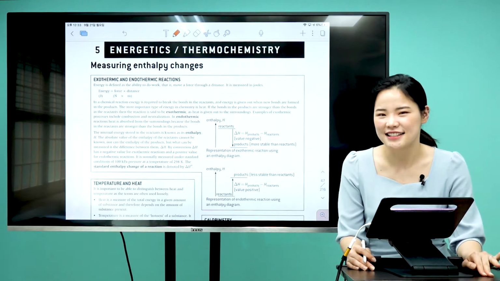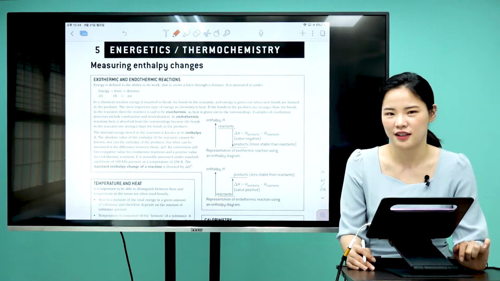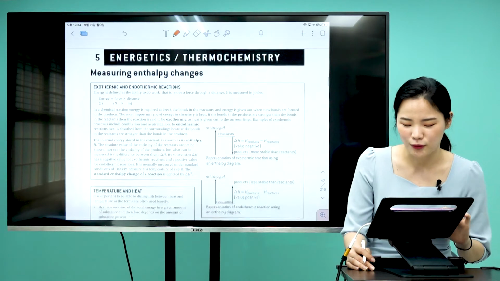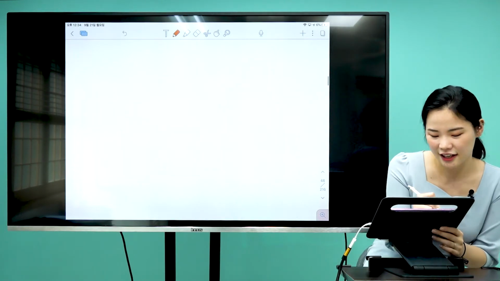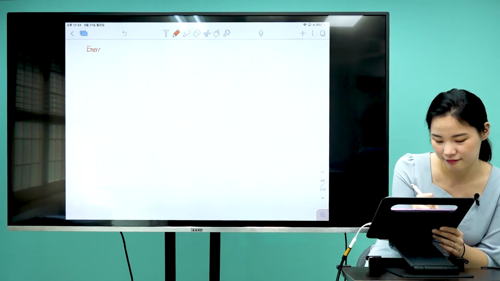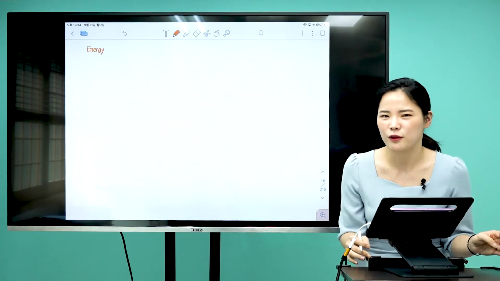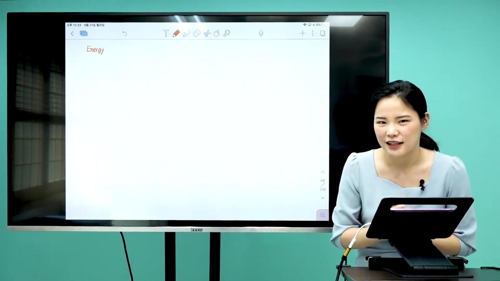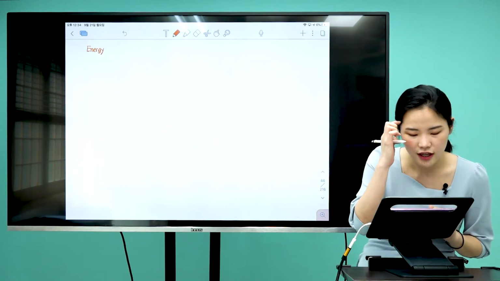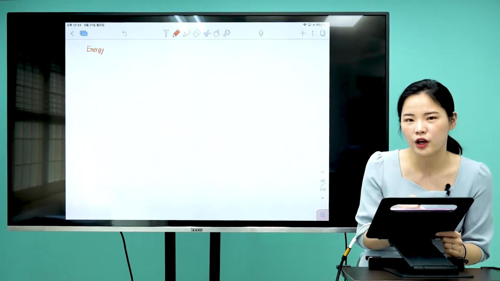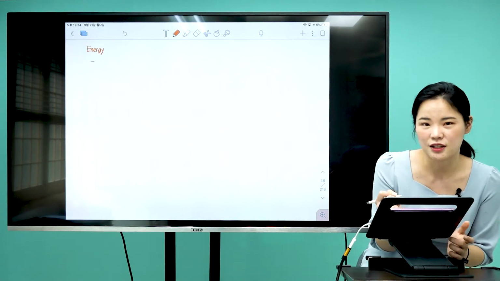So for today's class in chemistry, we'll talk about energetics and thermochemistry. I don't like the boring stories of energetics, so I will start with energy. We know what energy is, but we really can't define it. Scientifically, definition is really important. So before we go into the boring definition, we'll talk about light stories on energy.